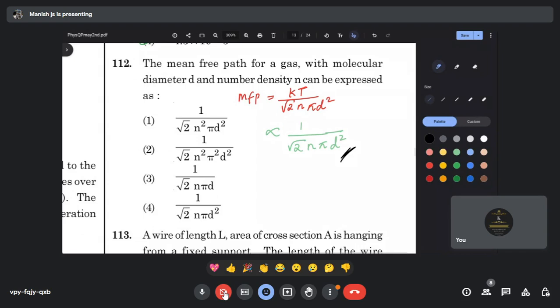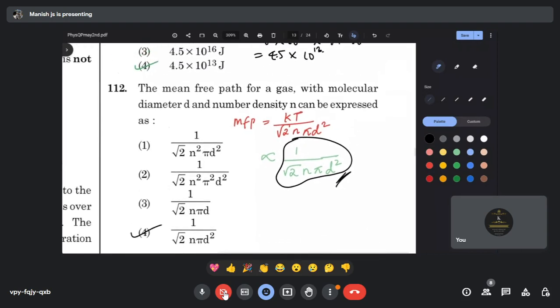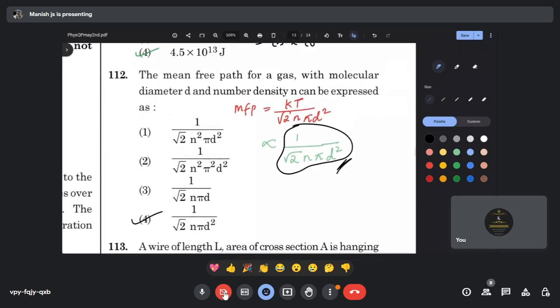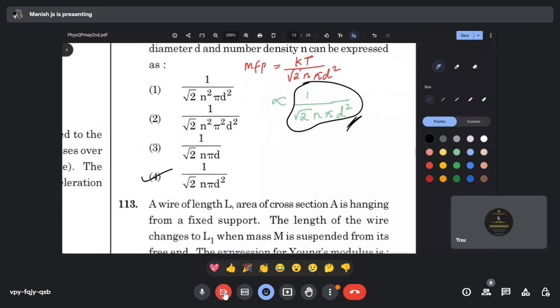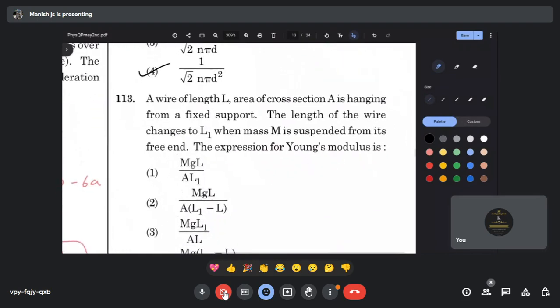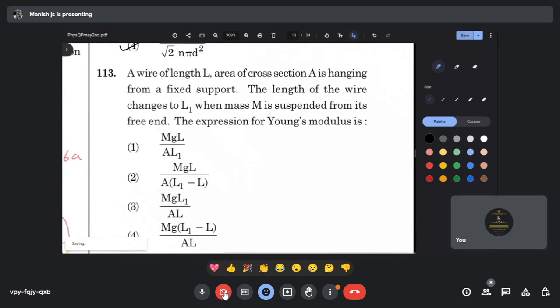So which option is exactly the same as 1 upon root 2 n pi d square? Option 4. So 4 is the correct option. This one you will have to remember. k is your Boltzmann constant, T is thermodynamic temperature, and n is number density. So this is the relationship. You remember the formula. This is very simple, formula based. Okay, moving on to the next part.